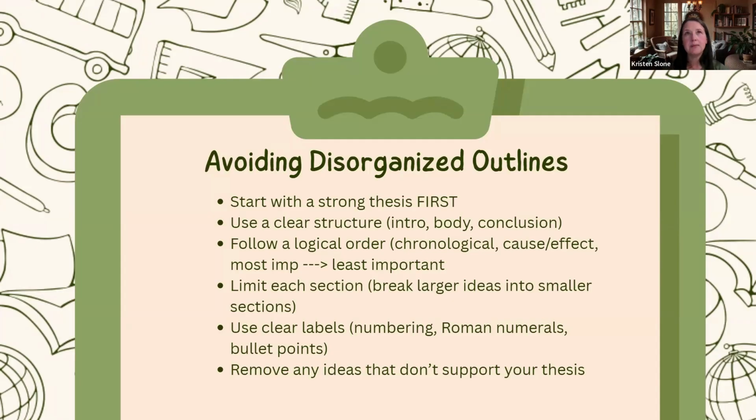You want to limit each section, and what I mean by that is break larger ideas down into smaller sections rather than having a 3-page paragraph because it's all on the same idea. Maybe break it down, right? Here's your main argument, and then you've got like these subplots or subpoints that you want to make that still pertain to that main point. Break it down, right? Break it up. And then when you're writing your outline, use clear labels, whether it's numbering, Roman numerals, bullet points, letters, whatever the case may be. Okay, use clear labels.